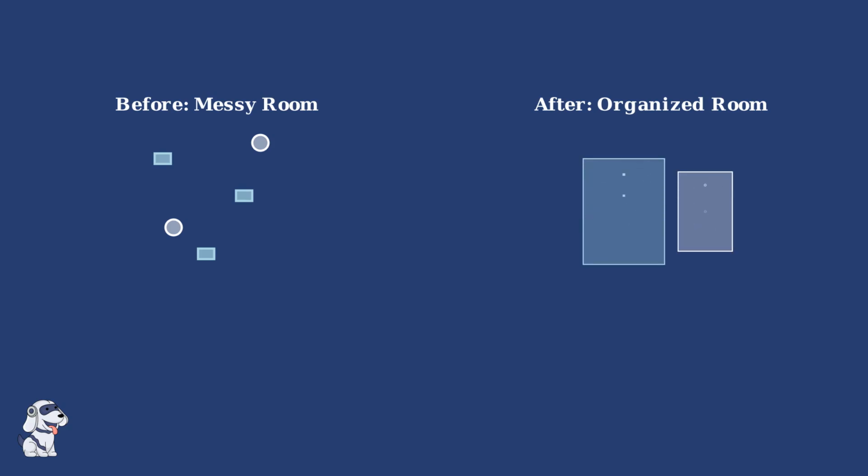Imagine you have a messy room with books and clothes scattered everywhere. It's hard to find what you need, and you might have duplicate items in different places. After organizing, books go on the bookshelf and clothes go in the closet. Everything has its proper place, making it easier to find and maintain.